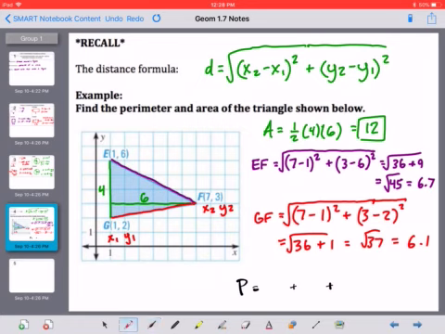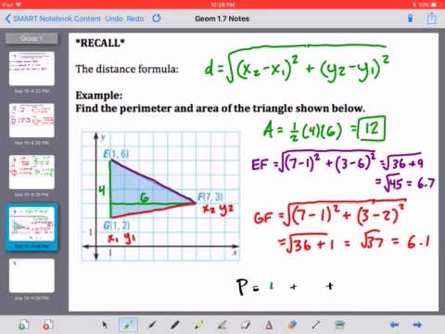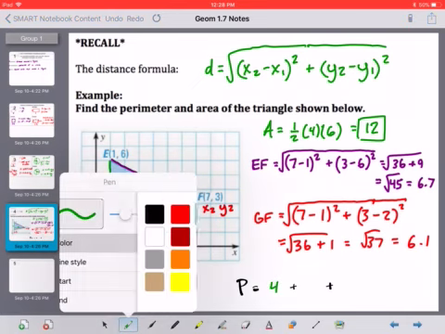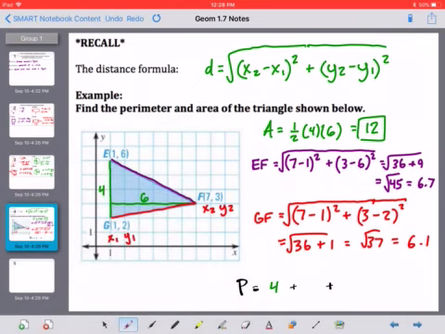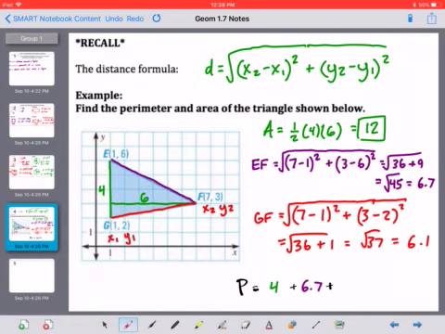Last but not least, to find the perimeter, we're going to add those three sides together. The first one is just 4, side EG. And then our second side length we just found was 6.7. And then that last one was 6.1. If we add those all together, we get a perimeter of 16.8 units.